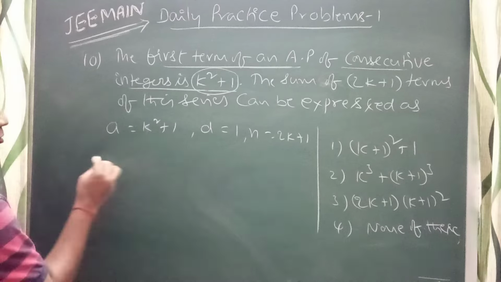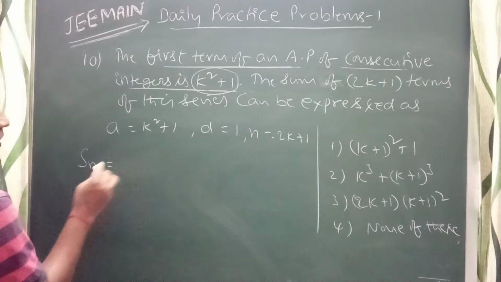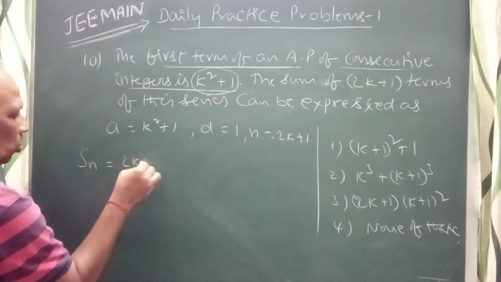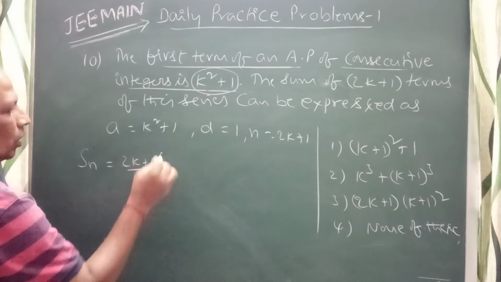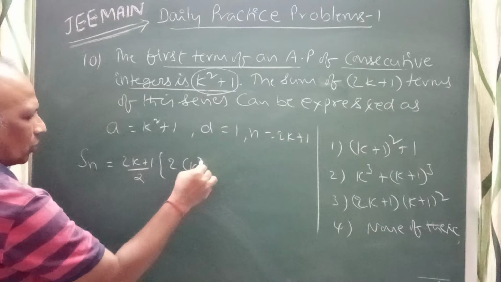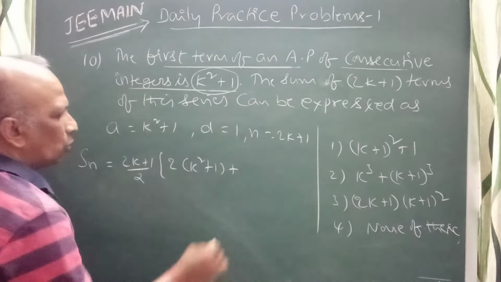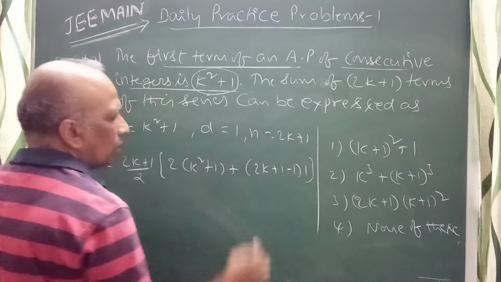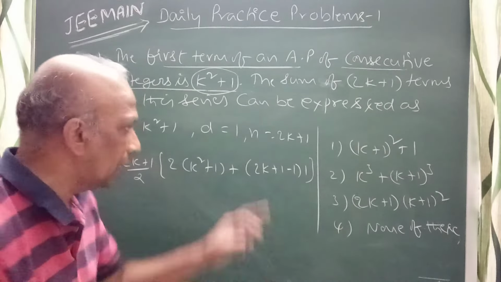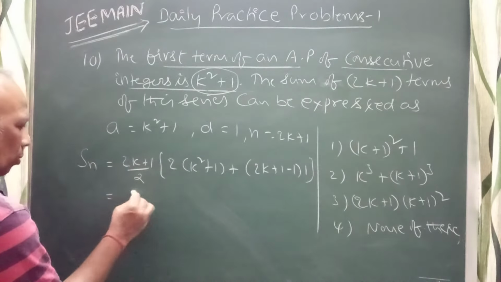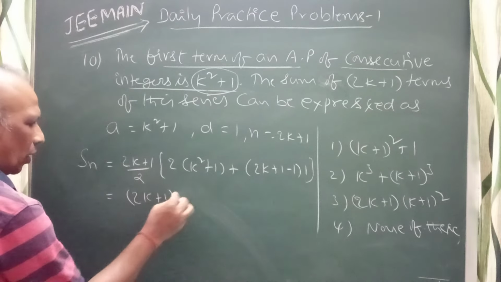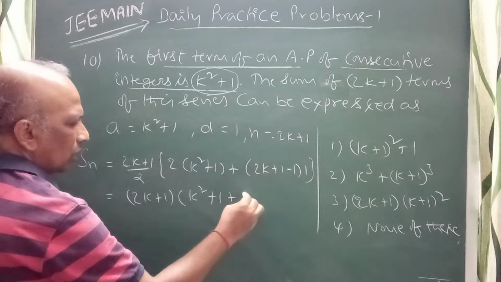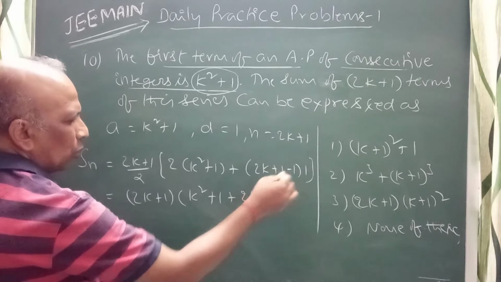So I can write the sum of those terms, Sn, as S of 2k plus 1, which is n by 2, (2k plus 1) by 2, into 2a, that is 2 into (k square plus 1), plus (2k plus 1 minus 1) into d, where d is 1. That is n by 2 times (2a plus (n minus 1) d). I can take 2 common. So 2k plus 1 into, here you will get k square plus 1, plus k.